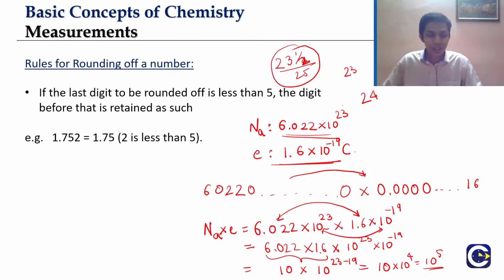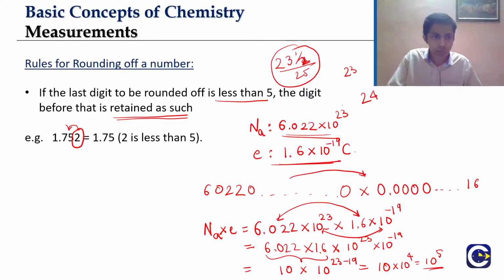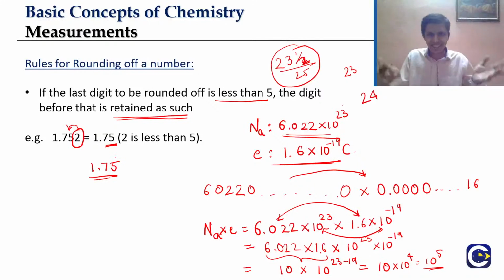First rule says if the last digit to be rounded off is less than 5, the digit before that is retained as such. So the last digit, that is 2, is less than 5. So whatever is there before that will remain as it is. So it will be 1.75 only. Quite logical also.